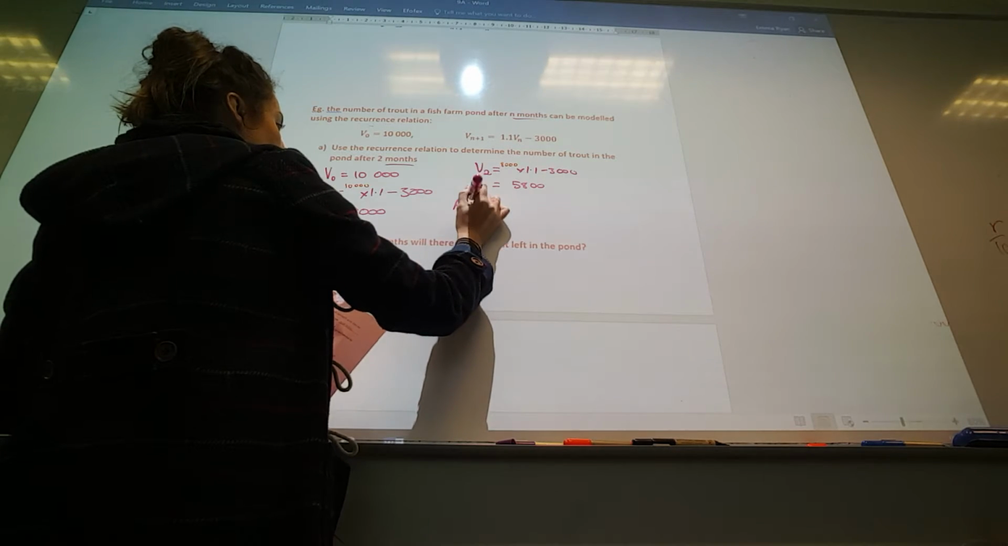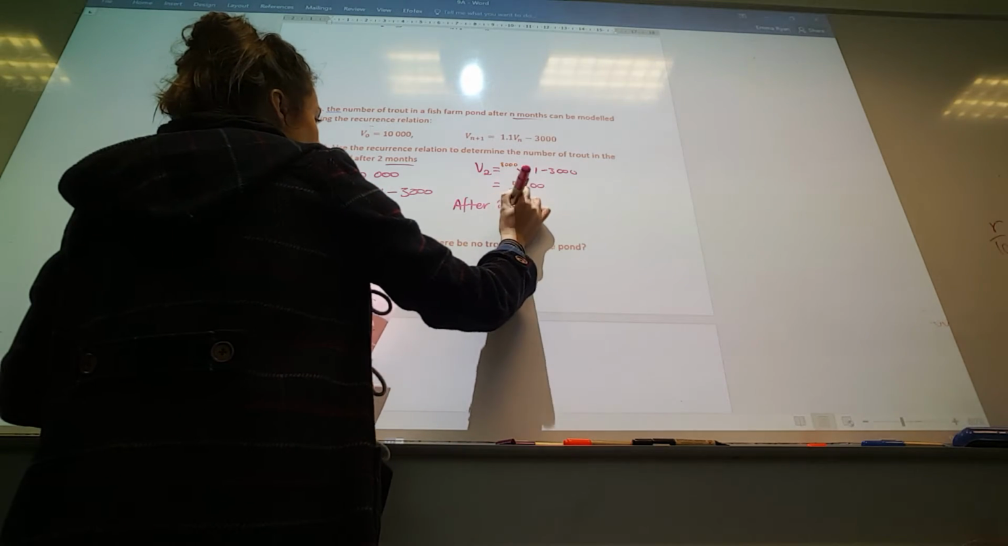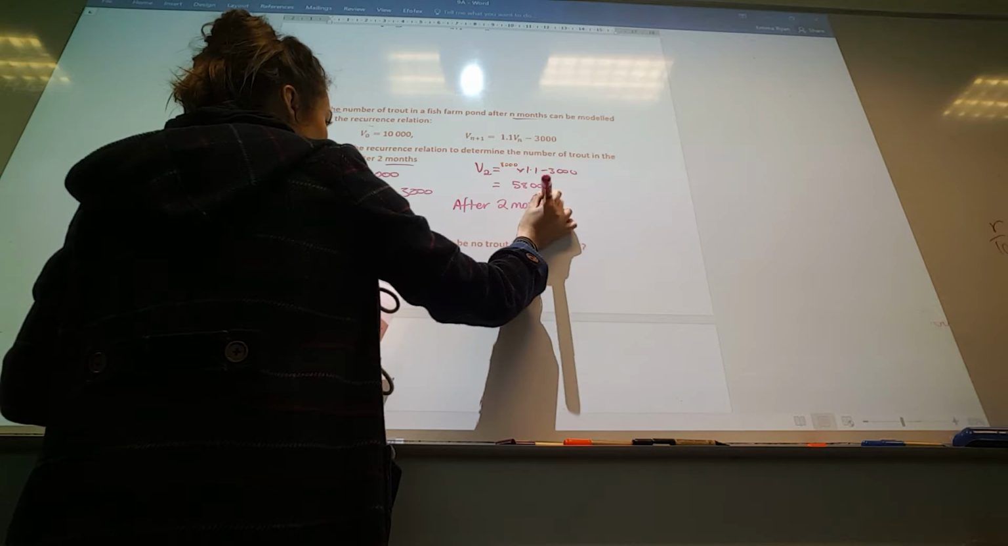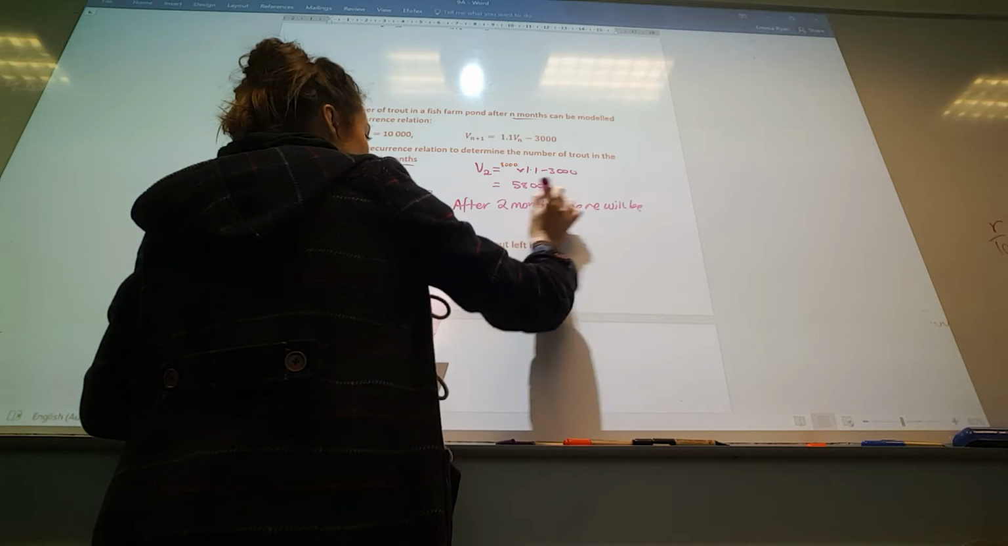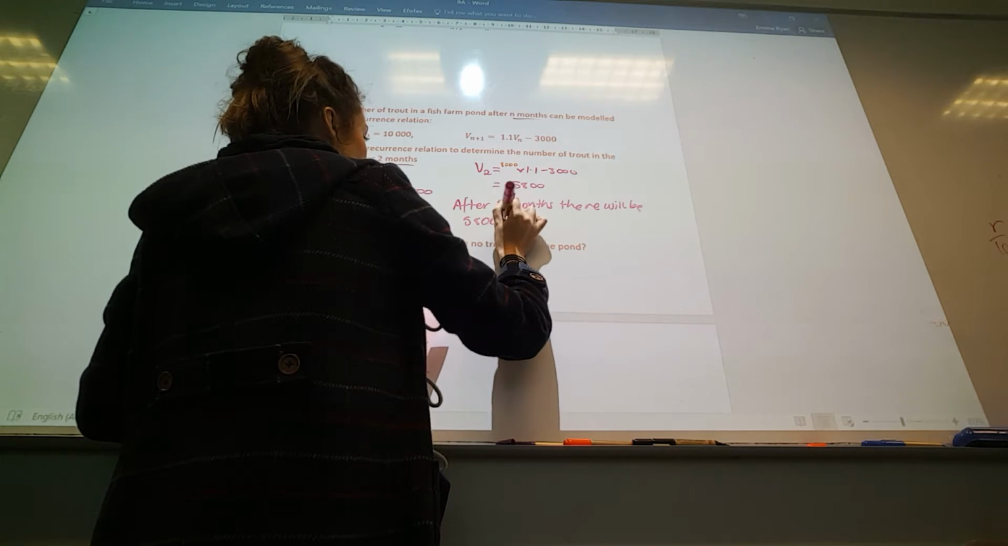So after 2 months, there will be 5,800 trout.